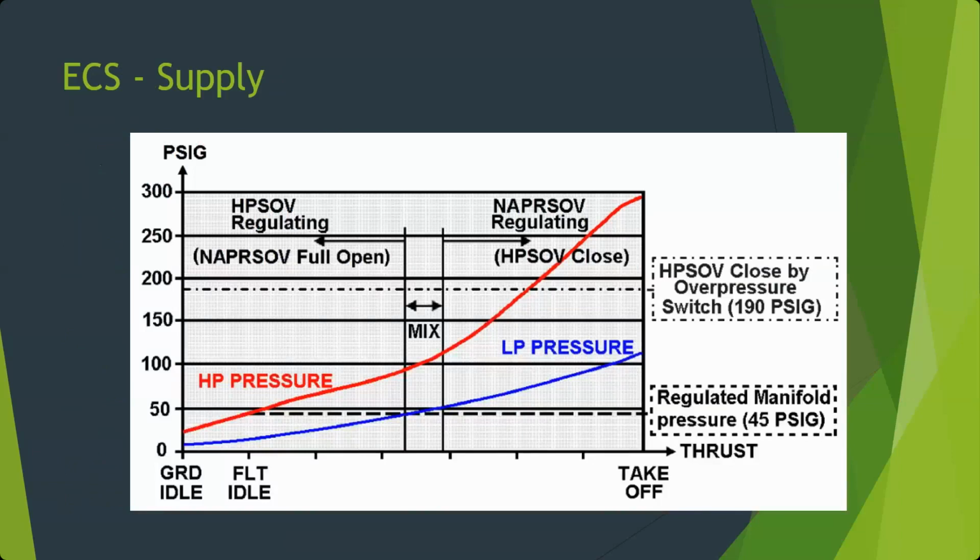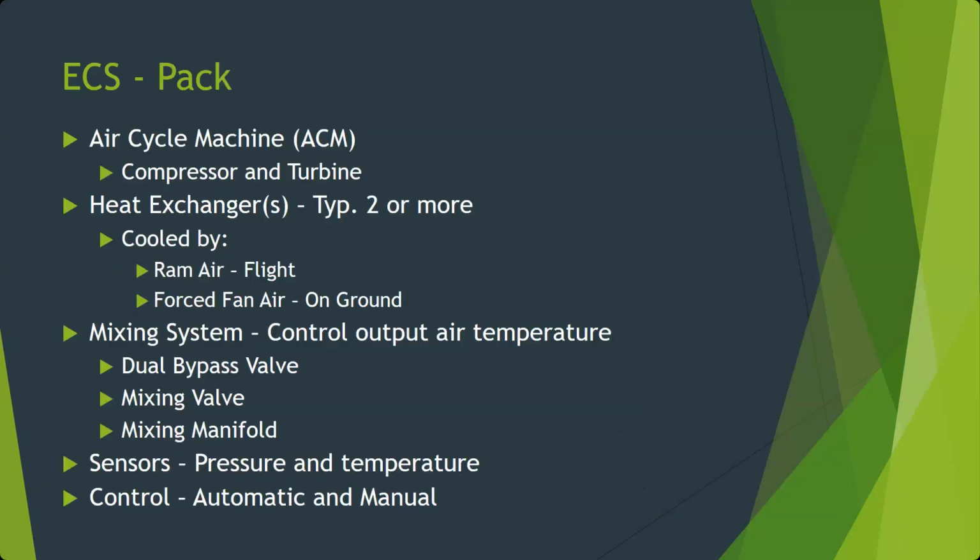So all of these are going to feed into, for environmental control, our packs. And a pack is made up of a few parts. At its simplest form, it has an air cycle machine, which is a compressor and a turbine that are hooked to each other. In some cases, they're two separate wheels that are attached with a shaft. In some cases, they're one solid piece, back to back. Okay? The turbine drives the compressor.